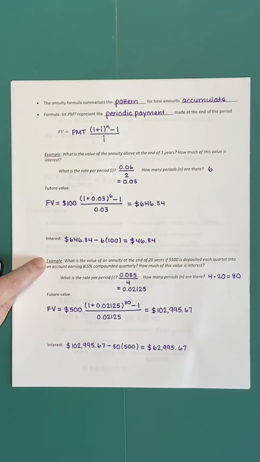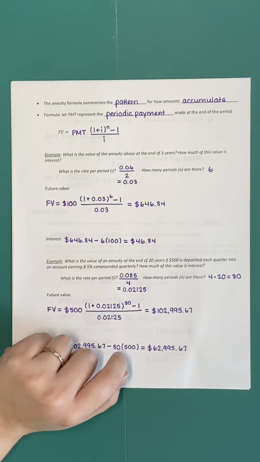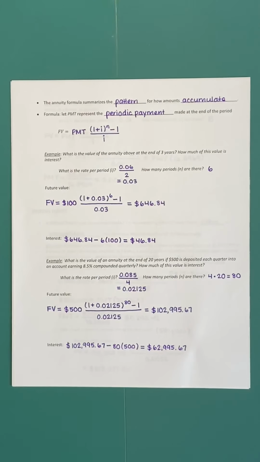Okay, let's look at another one. What is the value of an annuity at the end of 20 years if $500 is deposited each quarter into an account earning 8.5% interest compounded quarterly? And then we want to know how much of this value is interest. Okay, now we know it's an annuity. It's growing in value, so we're looking for its future value. That's why we're going to use the future value formula.